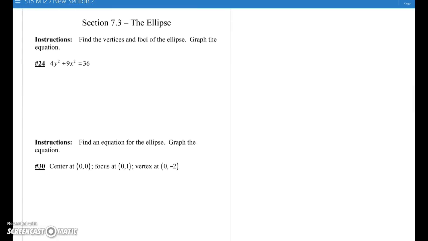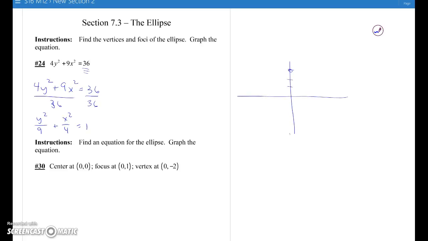Okay, so here we have graph the equation. Oh my gosh, it doesn't look like the standard form yet. I have a 36 over here. So the very first thing I need to do is divide both sides by 36 because I've got to have that 1 on the right-hand side. So I'm going to have y squared over 9 plus x squared over 4 equals 1. So that tells me in the y direction, I'm going to go 3 and negative 3 from the center at the origin. X plus or minus 2.